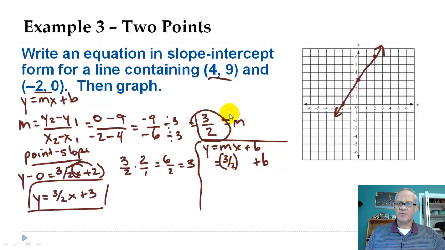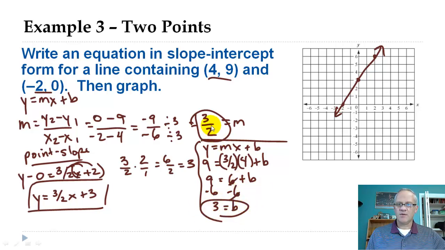So let's say this time, because I did 0, -2, or -2, 0 on this one, let's do the other one here. So 4, 9. So that means y is 9 and x is 4. Okay, so what happens here? We got 9 equals 3 times 4 is 12 divided by 2 is 6. And then we do -6. And so b equals 3.